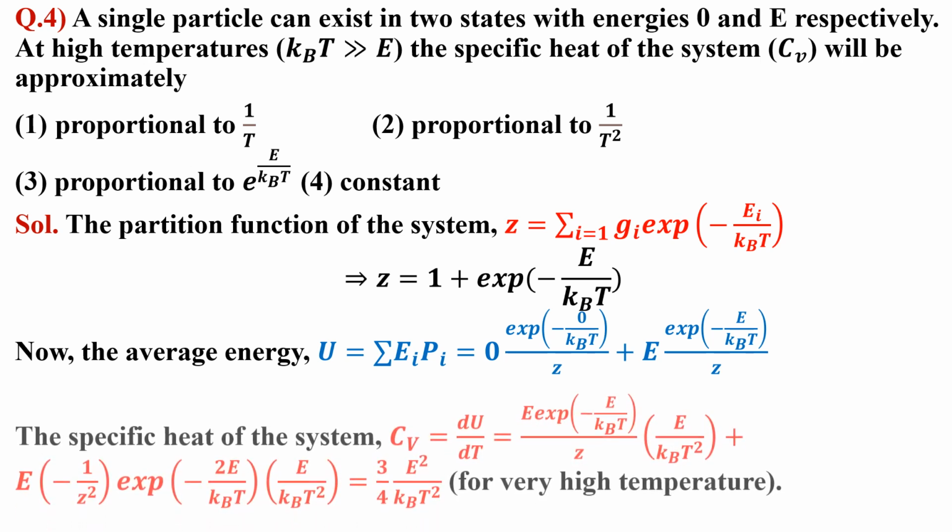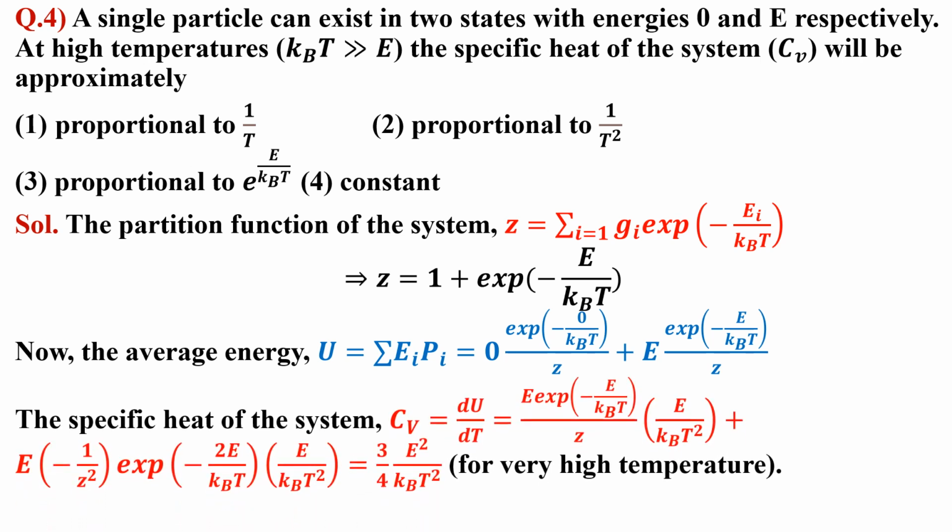The specific heat of the system Cv equals dU upon dT, equals E exponential minus E upon kBT upon Z bracket E upon kBT square plus E minus 1 upon Z square exponential minus 2E upon kBT bracket E upon kBT square. In the high temperature limit this is equal to 3 by 4 E square upon kBT square, which is proportional to 1 upon T square. So option 2 is correct.